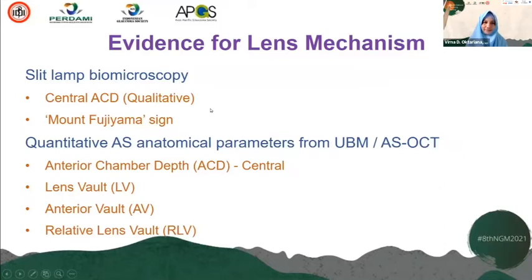Now, the central anterior chamber depth is perhaps the most important parameter. This is because the central anterior chamber depth is the combined result of both the lens thickness as well as the anteroposterior position of the lens. So a very shallow central anterior chamber depth points to the fact that the lens, because of either its position or its thickness, is the main mechanism leading to angle closure.